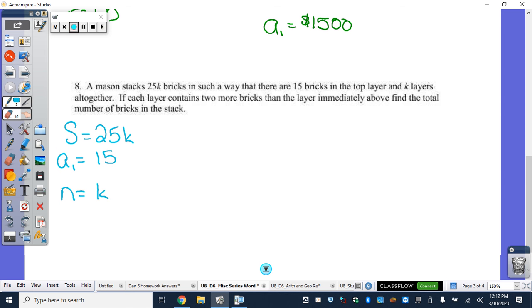So what kind of sequence do we have here? Arithmetic, because each layer has 2 more than the one before it. So our common difference here is going to be a 2. So which formula should we use? Yeah, the arithmetic series one.